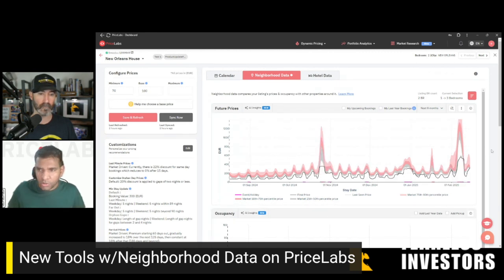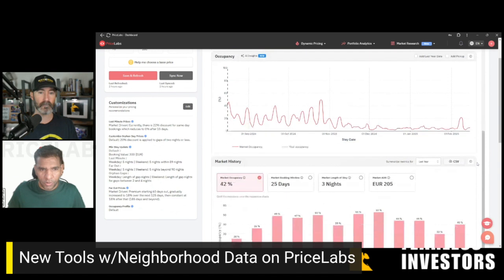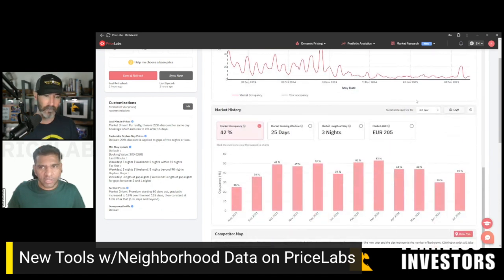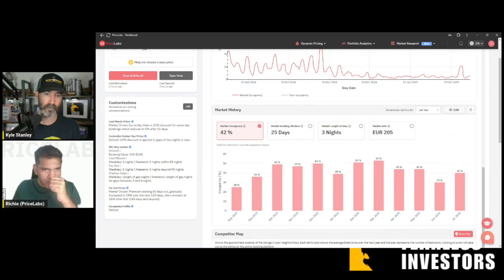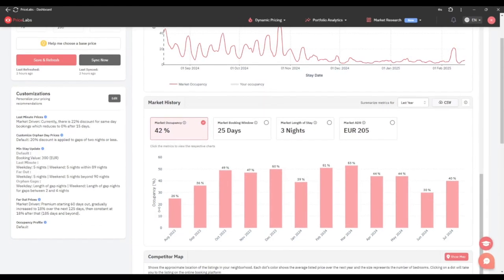The first thing that I want to do is, if I scroll down on neighborhood data, you will see a history section. The history section is for you to quickly understand what the market comp set that we are pulling up for you is doing over the last year. You can change it to the last 2 years as well. What you can quickly understand is, my market had roughly, for example, in July 2024, 40% occupancy, and you can see if you were doing better or worse.